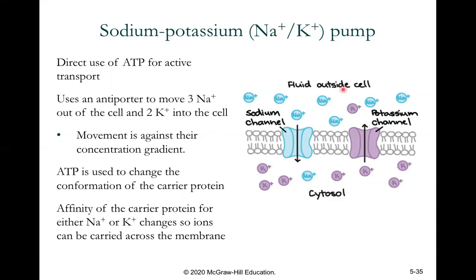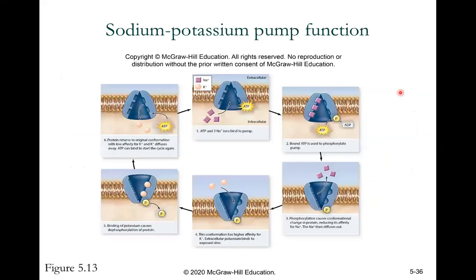The image here shows the sodium channel allowing molecules into the cytosol, and potassium channels allowing these macromolecules to the outside of the cell. Sodium and potassium pump function can be shown in this image as well, where we're able to see the binding and connecting of the ATP along with the movement of sodium and potassium, where the protein returns to the original conformation with low affinity for potassium, and potassium diffuses away as ATP can bind to start the cycle again.